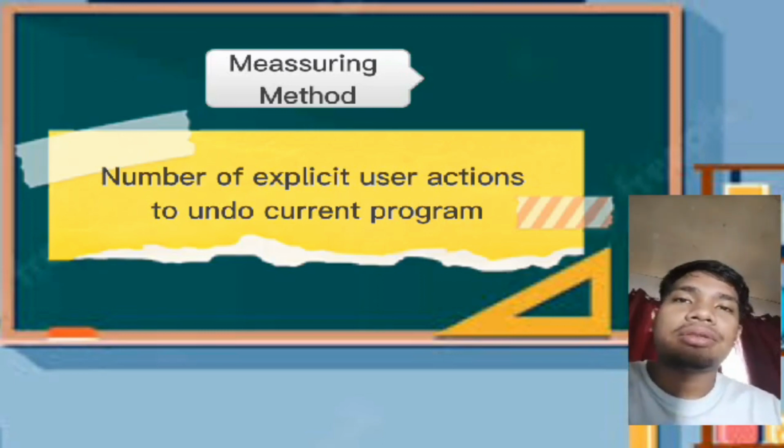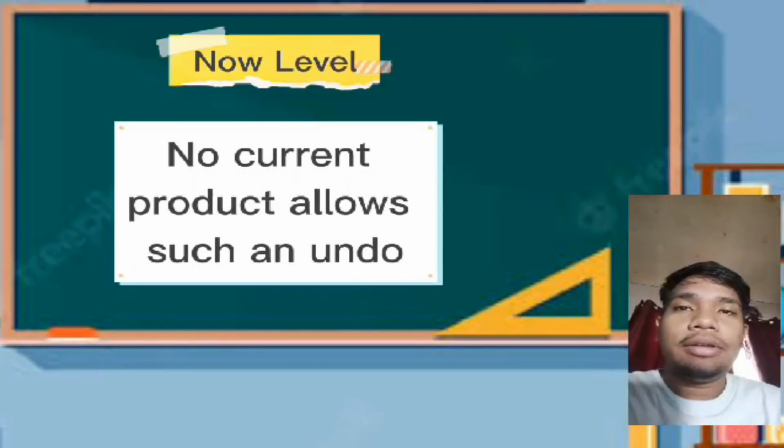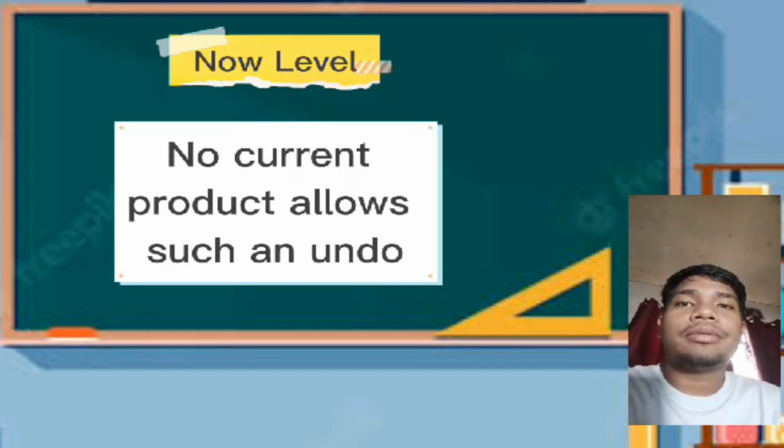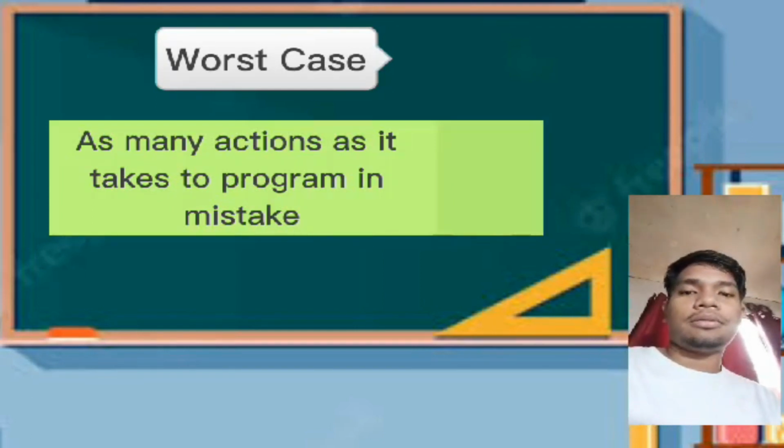Now level: no current product allows such an undo. The now level describes the current state of the system, how the current state of the system fares against the measurement. The worst case, planned level, and best case describe what the designer should aim for in their design. Worst case: as many actions as it takes to program in a mistake.